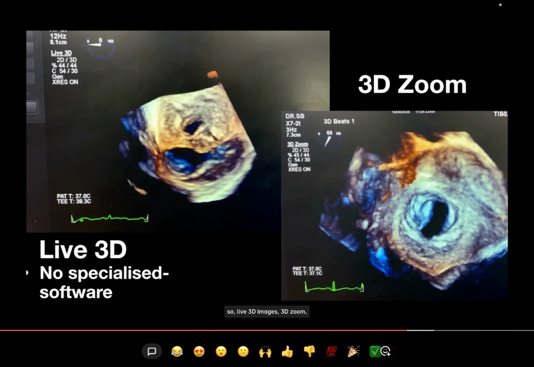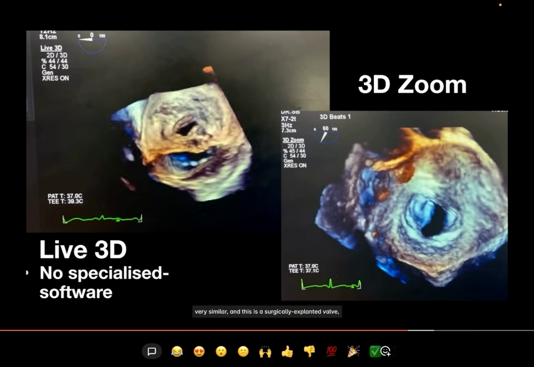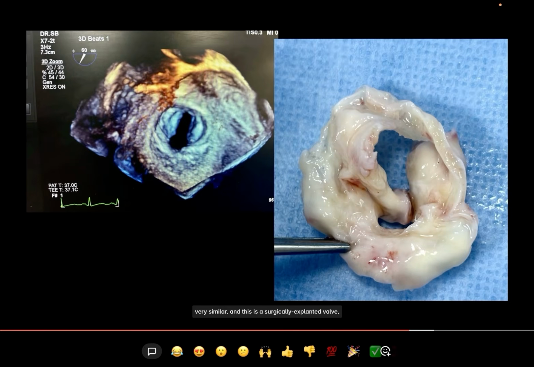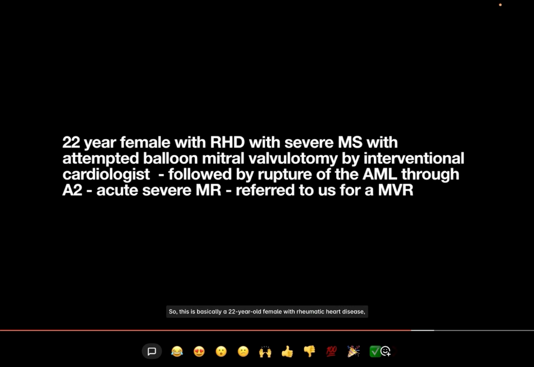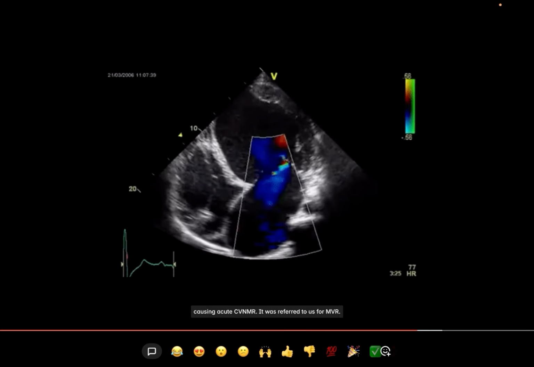Live 3D images, 3D zoom, very similar, and this is a surgically explanted valve, and it shows exactly what the 3D image shows. So this was basically a 22-year-old female with rheumatic heart disease, severe mitral stenosis, with attempted balloon mitral valvulotomy by an interventional cardiologist, followed by a rupture of the AML through A2, causing acute severe MR. She was referred to us for MVR.